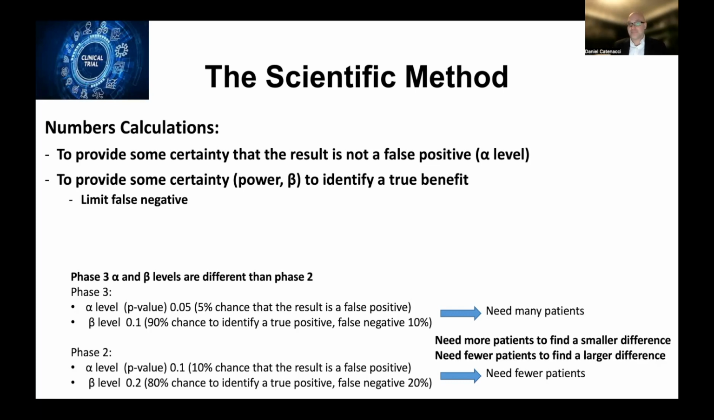So again, principles that we need to understand are that we need more patients in a study if we expect to see a smaller difference. And we need fewer patients in a study if we expect to see a larger difference. We don't need as many patients if we expect the result to show such a large magnitude of benefit with the investigational therapy versus the control therapy.